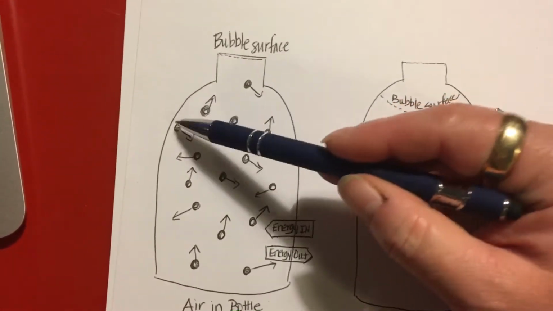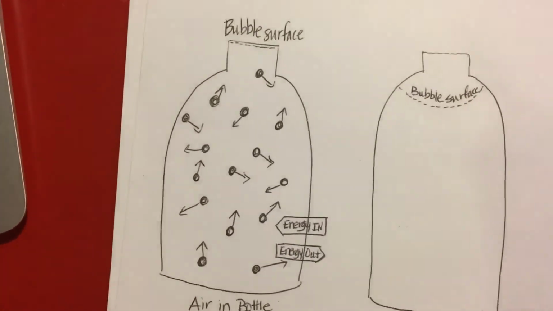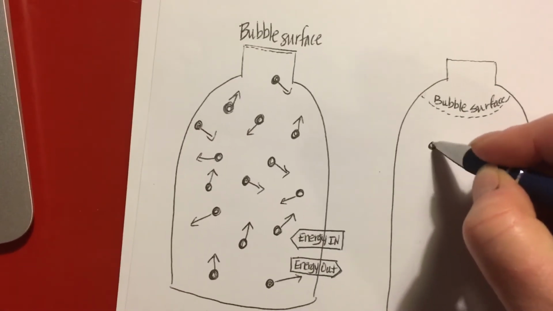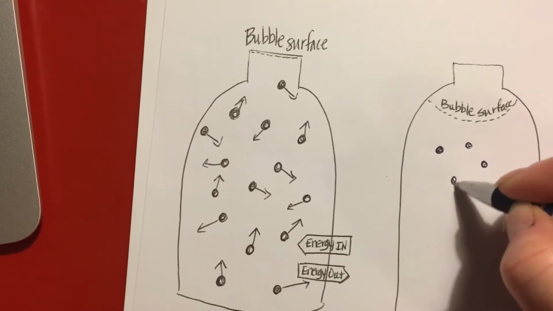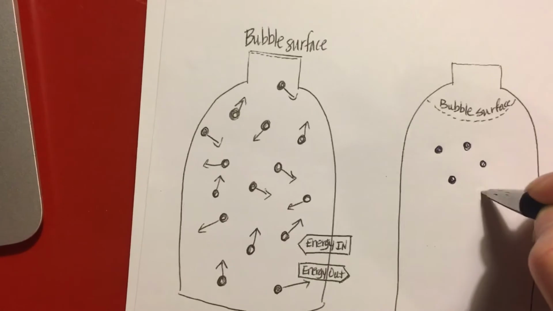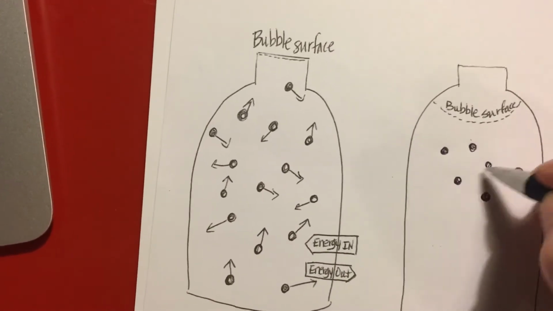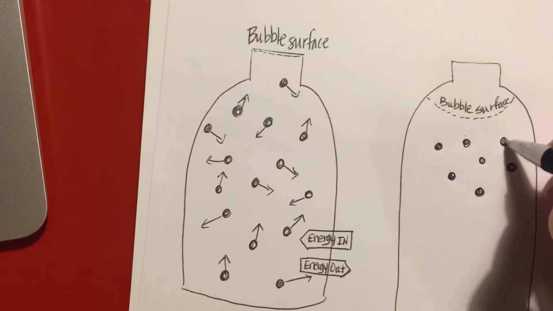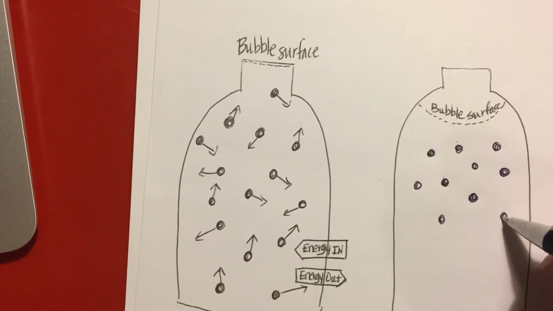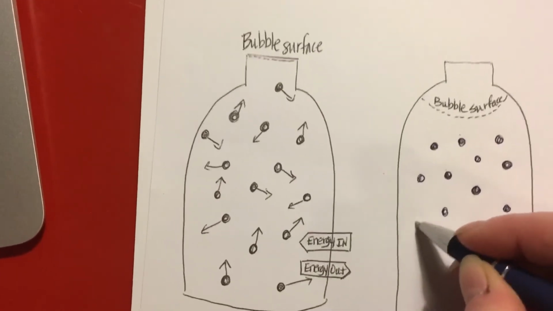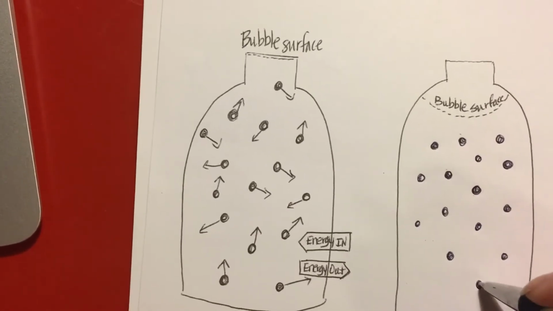So we have 1, 2, 3, 4, 5, 6, 7, 8, 9, 10, 11, 12, 13, 14, 15. So I'm going to need to draw 15 molecules that are closer together, but the same size as my original molecules.